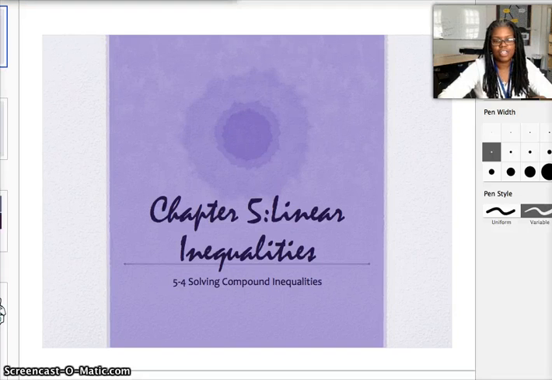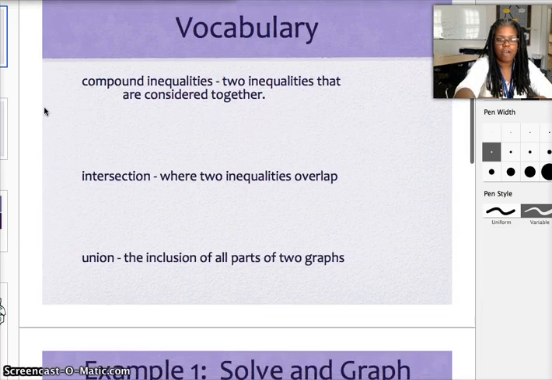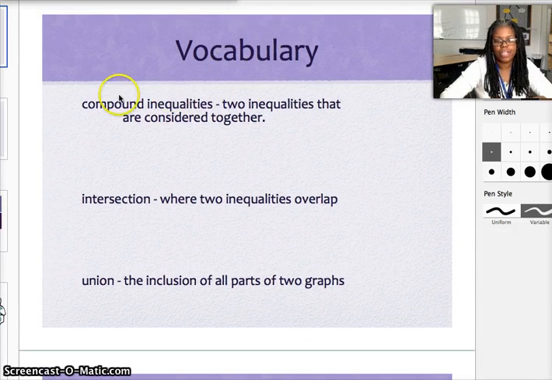Hi friends, we are looking at chapter 5 and we're in section 5.4, which is compound inequalities. Let's get started by looking at some vocabulary words. Our vocabulary words are compound inequalities, intersection, and union. Compound inequalities are two inequalities that are considered together, usually around the same variable.